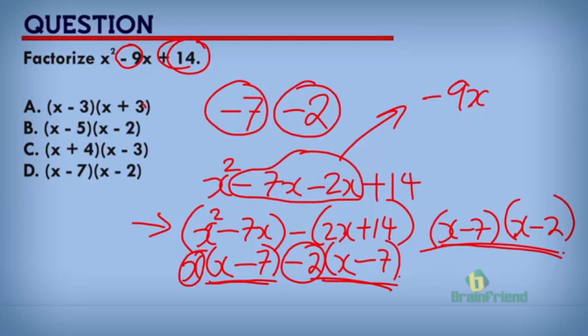Let's see which of our options here has that correct answer. Is it A, B, C, or D? Option D is correct. x minus 7, in bracket, x minus 2 is the factorized expression.